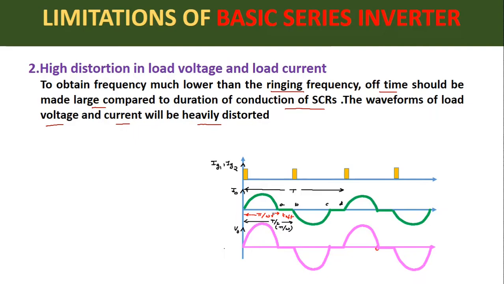Since the output frequency is limited by the ringing frequency here, we have to keep the output frequency much lower than the ringing frequency. So to keep the output frequency much lower than the ringing frequency, we should make the off period of the switch large as compared to the conducting period of the SCRs. So if we make this off period of the switch more, then we can see that output waveforms of the load current and load voltage will be more distorted.